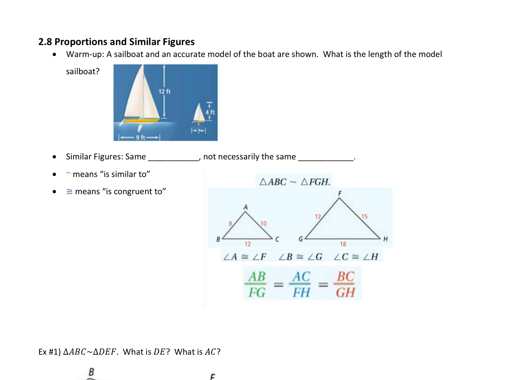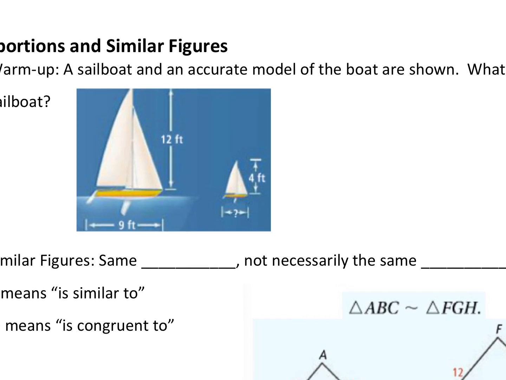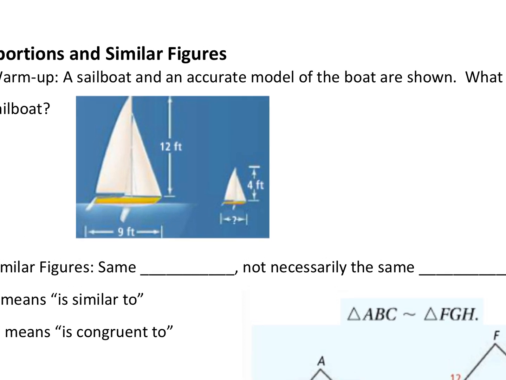Anyway. Okay, so 2-8, the warm-up. It says a sailboat and an accurate model of the boat are shown. What is the length of the model sailboat? So if we're going to set up a proportion here, this is essentially what your lesson is today. So let's just see if you can set this up yourself. How would you set up a proportion right now?